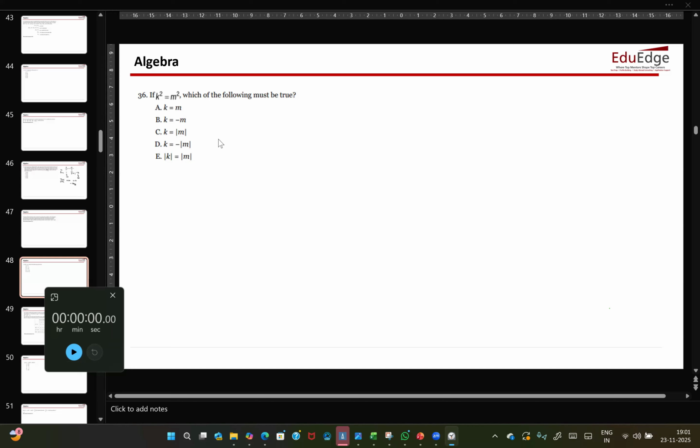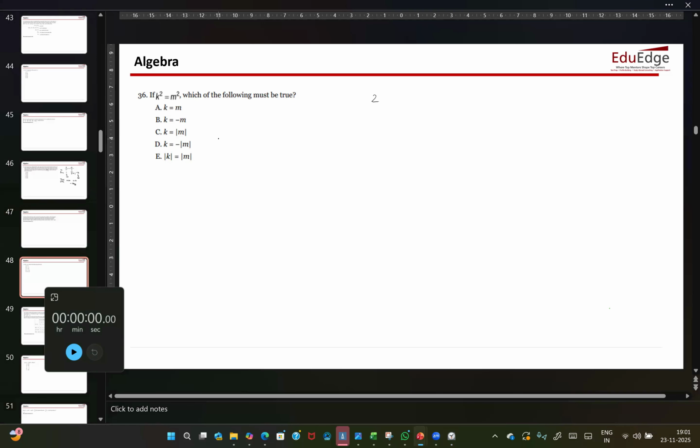Can we take a numeric example value? So say 2 square is equal to minus 2 square. So 2 square is equal to 2 square or 2 square is equal to minus 2 square. So if k is minus 2, then minus 2 is equal to mod of 2, which is not the same.